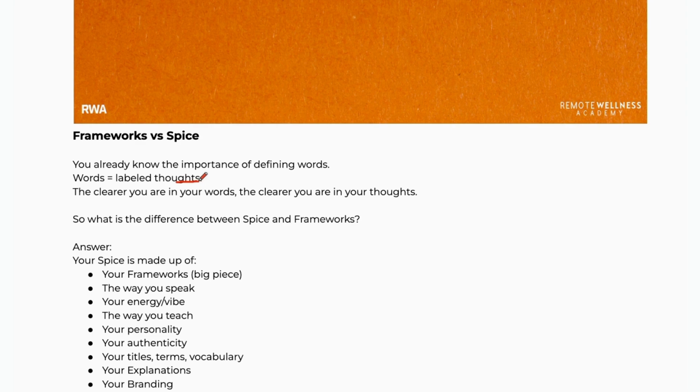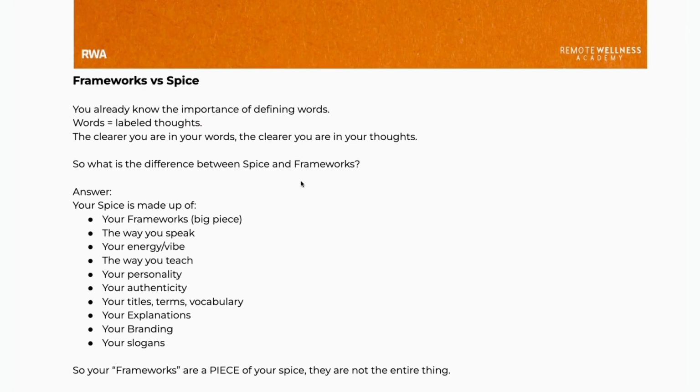And so a common question that comes up is students ask, hey, what's the difference between the framework, the spice framework that we're going to create, and spice as a whole? The answer is that your spice is really what we define as something more than just your frameworks.